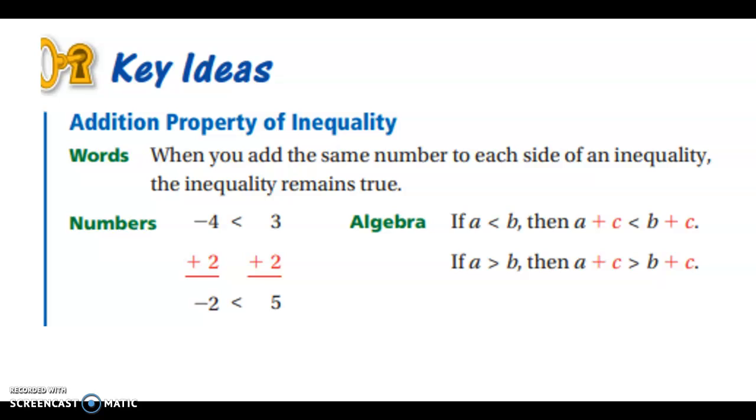So, today we are doing the addition property of inequalities. It says when you add the same number to each side of an inequality, the inequality remains true. So if I add 2 to both sides of an inequality, it is still the same. It's kind of like addition and subtraction for equations. The only thing different today is you will have an inequality instead of an equal sign.